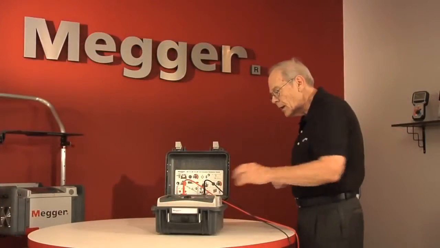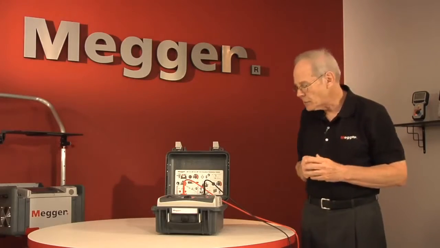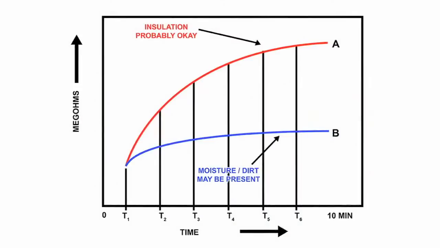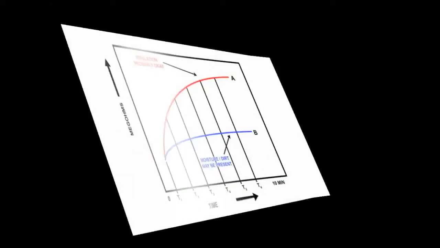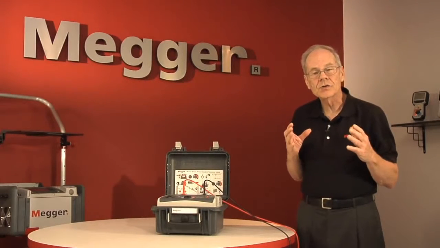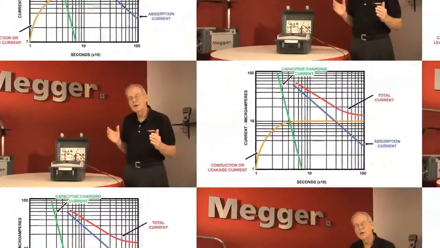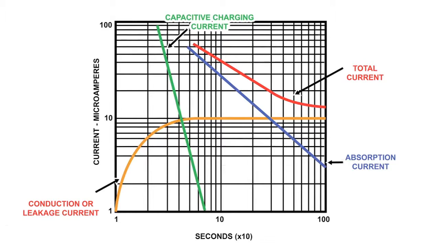And then at the end of the test, all the data is shown on the display. So it will show you time 1, it will show you time 2, and it will do the calculation for you in terms of the ratio. And the goal here is to look for a relatively high ratio, because insulation that's deteriorated will show relatively little charging effect but show a lot of leakage effect.